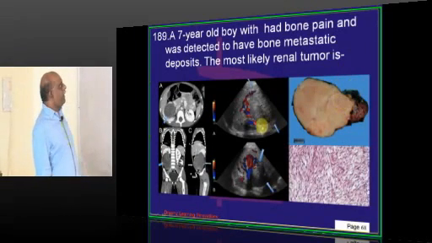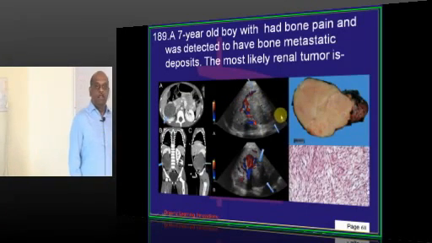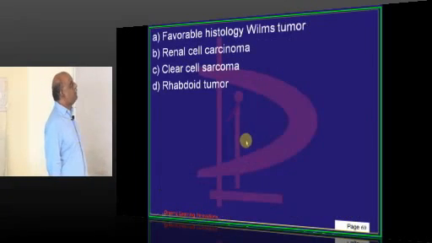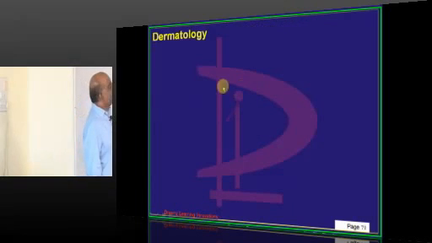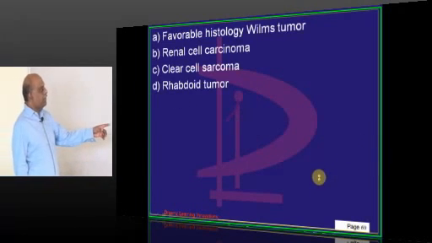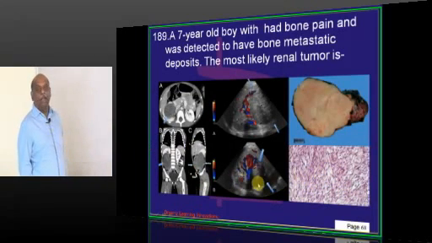A 7-year-old boy has bone pain and was detected to have bone metastasis, and the histology is being shown to you, which is very classical histology. So which tumor is that? It is a clear cell sarcoma which has this kind of histological appearance, is what you need to appreciate, which can present like a retroperitoneal mass lesion.